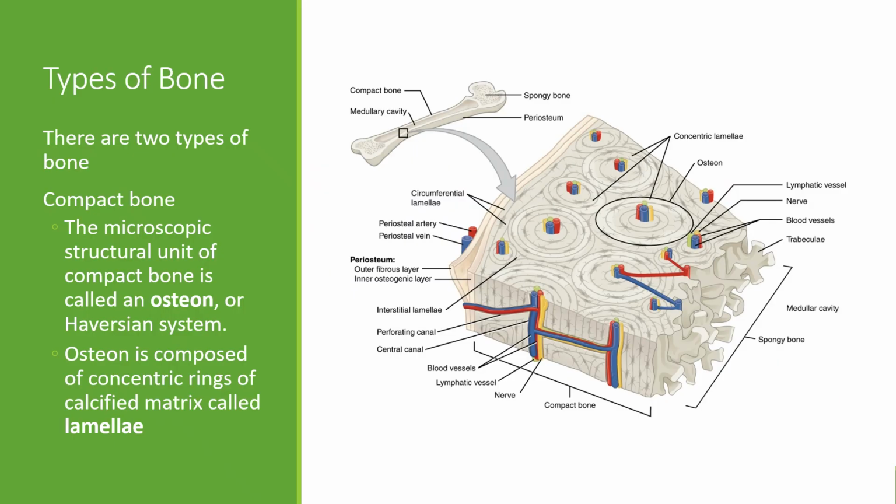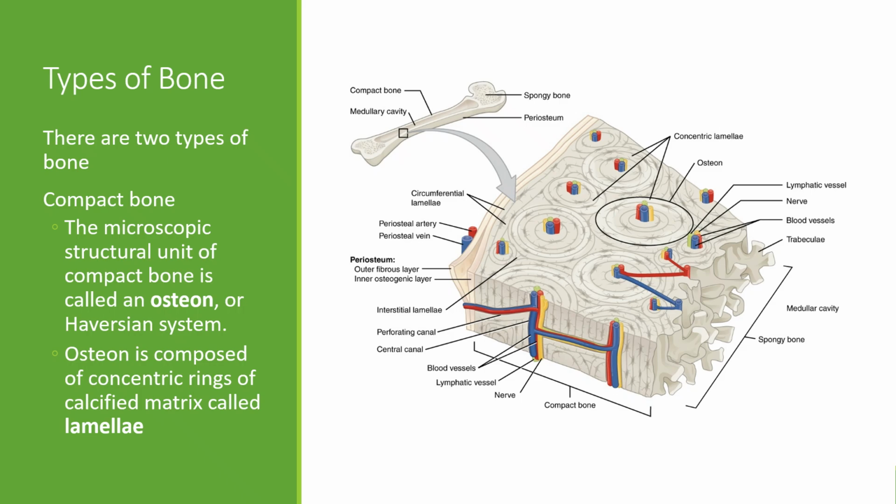There's two different types of bone. There's compact bone, which is on the outside of our bones, and this is like a smooth layer on the outside of the bone. It is made of microscopic structural units called an osteon or a Haversian system. Osteon is a lot easier to spell, so go with osteon.